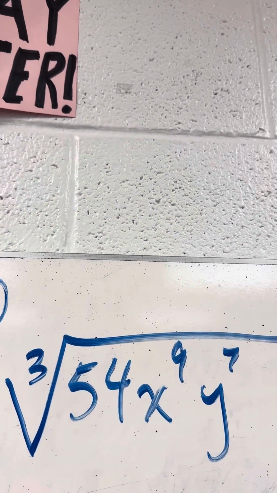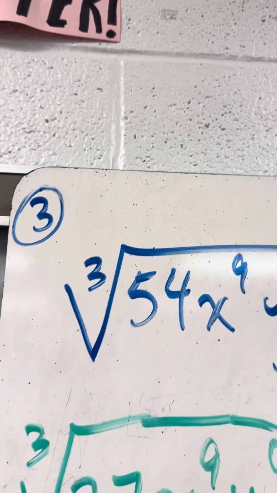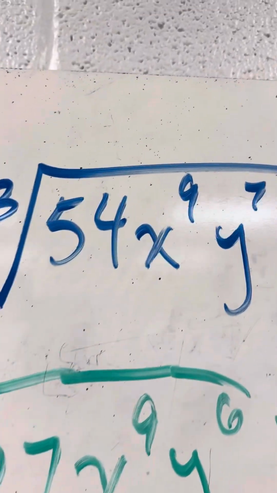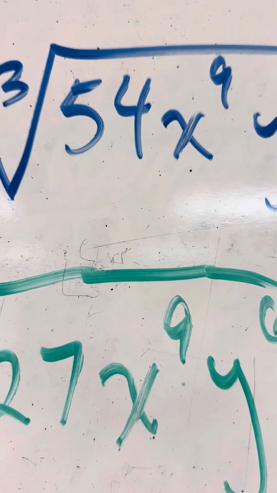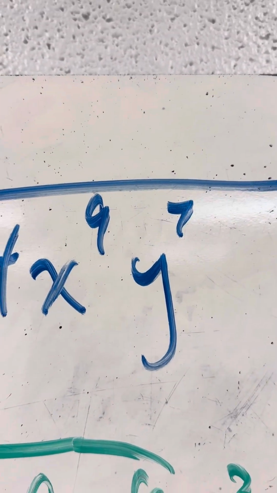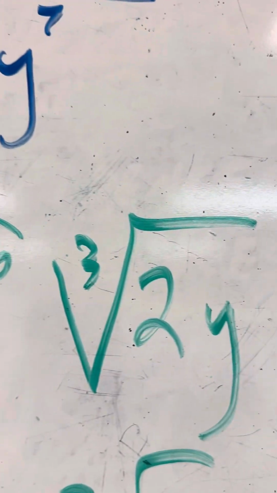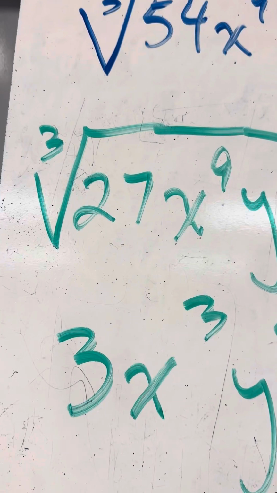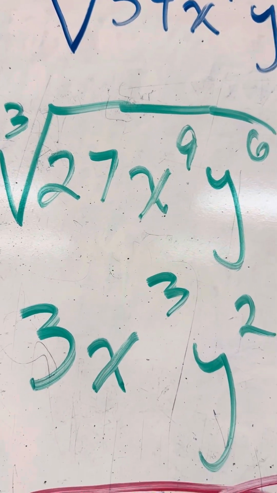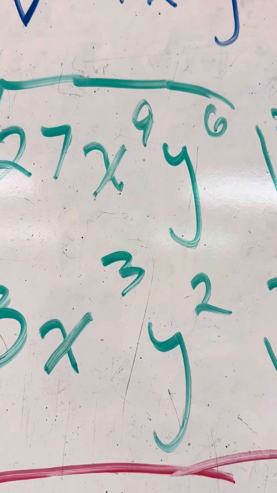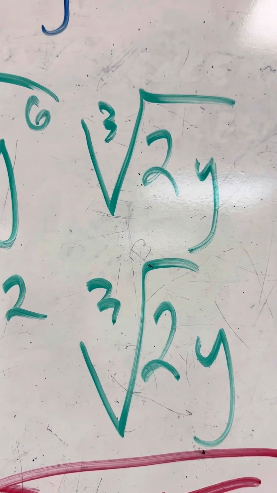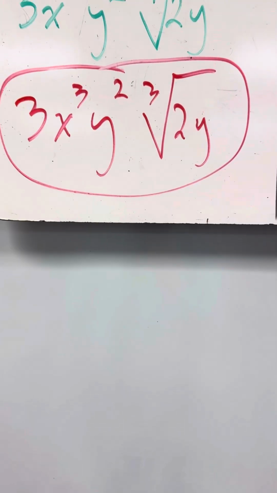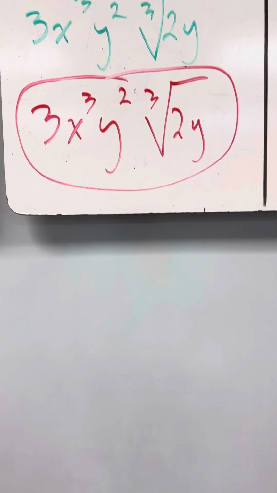54, what perfect cube goes into 54? Well, 27. 27 times 2 is 54. X to the 9th is a perfect cube, so x to the 9th. Y to the 7th, you take out y to the 6th, and you're left with a y. Okay. So the cube root of 27 is 3. Cube root of x to the 9th is x to the 3rd. Cube root of y to the 6th is y to the 2nd. So you're left with cube root of 2y. So there's your answer. 3x to the 3rd, y to the 2nd, cube root of 2y.